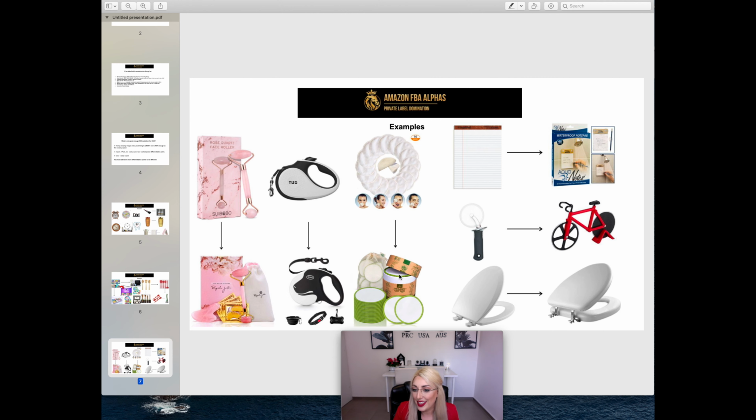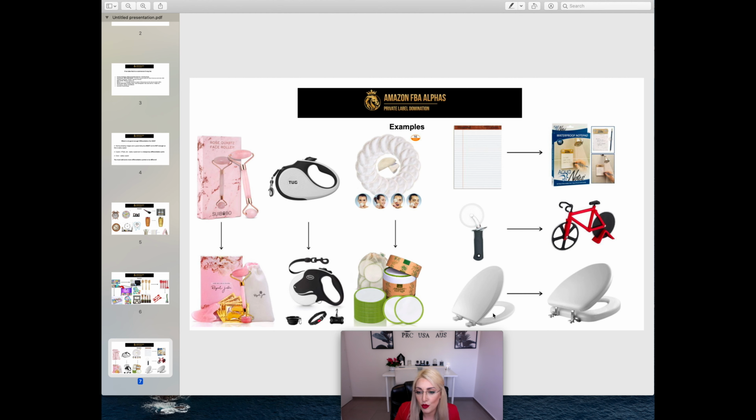Okay. So these were examples of bundles, and then here are innovative designs. So just a normal notepad. Normal notepad, I've got one here. Someone has taken a normal notepad and made it waterproof. Amazing, very, very smart, makes a lot of money on Amazon. Taking a normal pizza cutter and making it in different funny, cute designs.